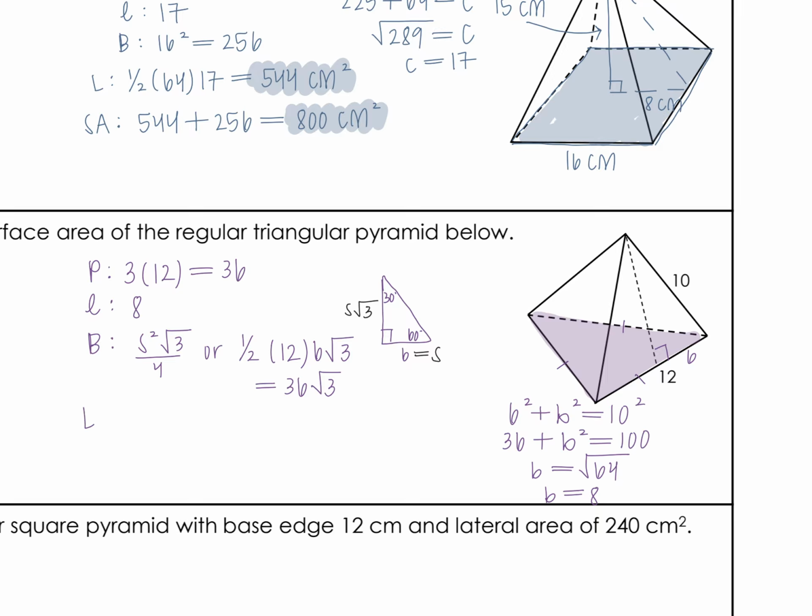So now that we have that, we can plug in for our lateral. So we would have our 1/2, our perimeter, so 36, times our slant height of 8. And when you multiply all that together, you should get 144. Since this is an answer, I'm going to put units squared since they don't provide us with any.